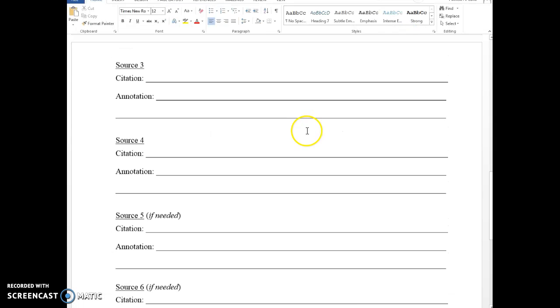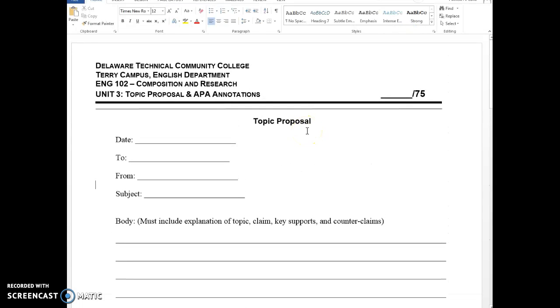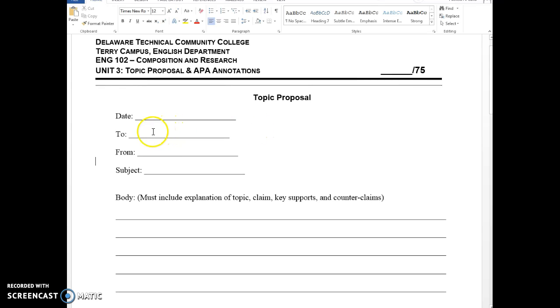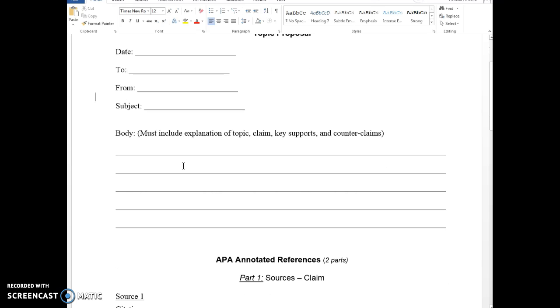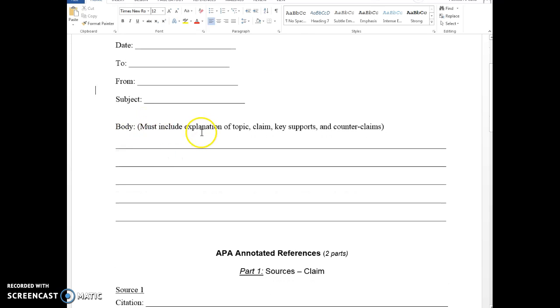And if we take a minute and look at the shell that you will be filling out, this is what the assignment looks like on our Blackboard page. So you see it's the topic proposal and APA annotations. The first part is that topic proposal, which I talked about. Notice it's in a memo format. You're going to put the date. It's to me from you. And the subject is just argument proposal. Then here is the body, where you're going to include an explanation of the topic, the claim that you're making, the key support you're using, as well as the counterclaims.